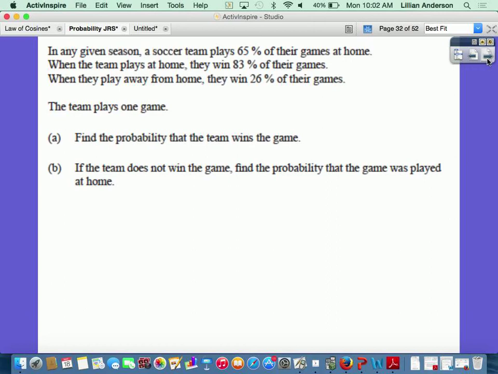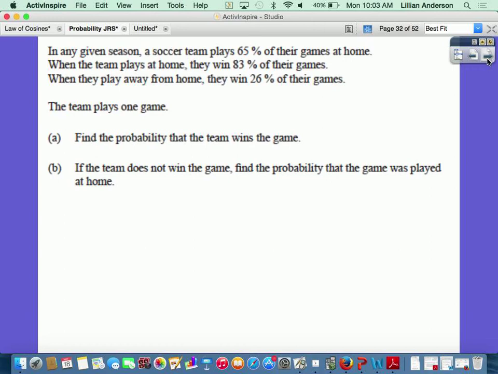In any given season, a soccer team plays 65% of their games home. When the team plays home, they win 83% of their games. When they play away from home, they win 26% of their games. The team plays 1 game, and we've got some questions they want us to address. This can very well be modeled with the tree diagram. What do you think the first branch is going to represent?